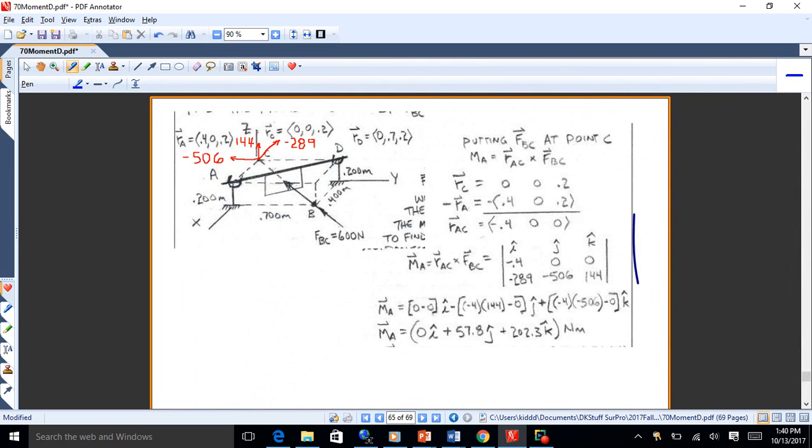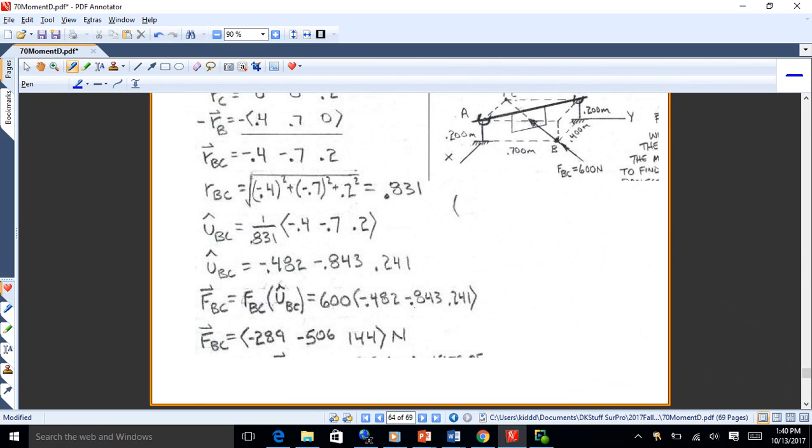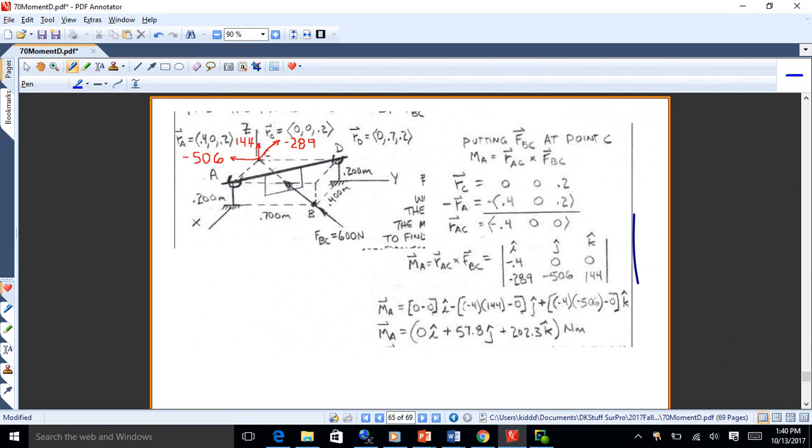All right, so I'm going to start off the same way that I have before. I'm going to get that force broken into a vector. So I make a force vector out of it. This is like the third time we've done that. It's the same force vector, so same process. Then I get the force vector, and then I'll do a cross product. So I'll cross it with a vector from A to C. That's the simplest one to use. And I'll do the cross, and I'll come up with that moment: 0i plus 57.8j plus 202.3k.